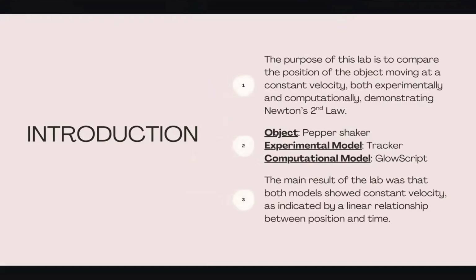For the introduction portion, the purpose of this lab is to compare the position of the object moving at a constant velocity, both experimentally and computationally, demonstrating Newton's second law. Constant velocity means that the net force acting on the object must equal zero. I chose a pepper shaker to be the object for the experiment. I used the tracker app for the experimental model and GlowScript for the computational model. The main result of the lab was that both models showed constant velocity as indicated by a linear relationship between position and time.